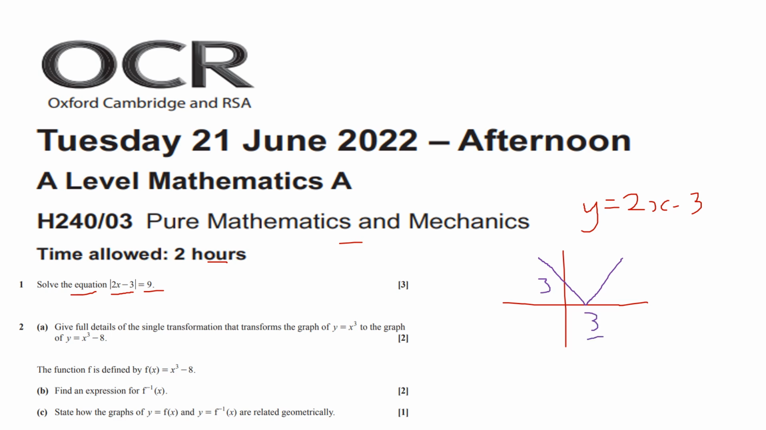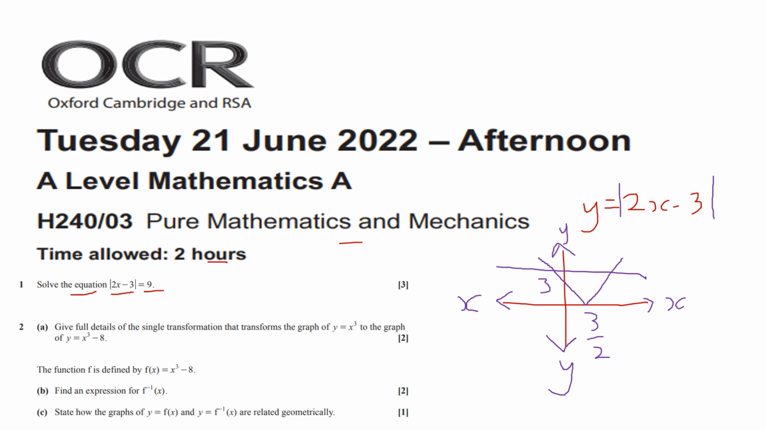Remember the x-axis is the line y equals 0, and the y-axis is the line x equals 0. So check it if you're unsure. But remember, obviously, modulus means the positive amount. So any points below the x-axis get reflected in the x-axis, or the line y equals 0. Then y equals 9 is going to be horizontal. It looks like that, roughly.